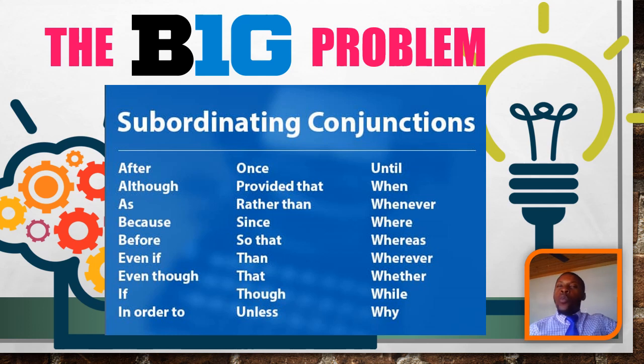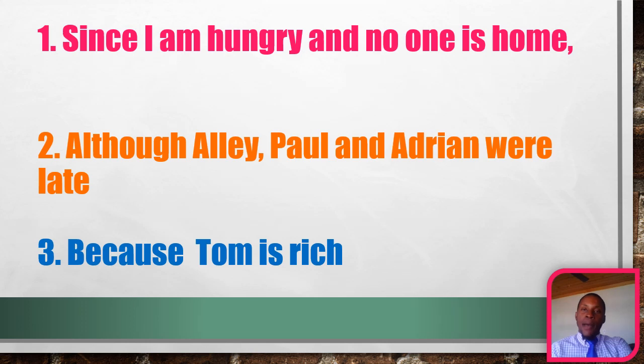One of the chief ways we can identify our subordinate clauses is through the use of these subordinate conjunctions on your screen. Some examples are after, because, although, once, since, then, while, and why. Let's see what these sentences look like. Here are 3 examples of subordinating clauses.